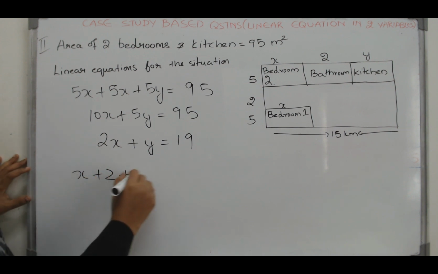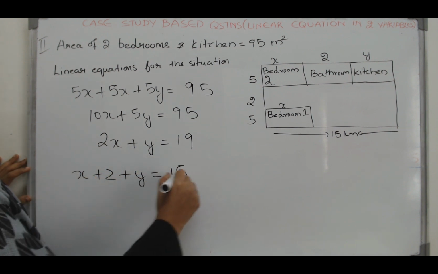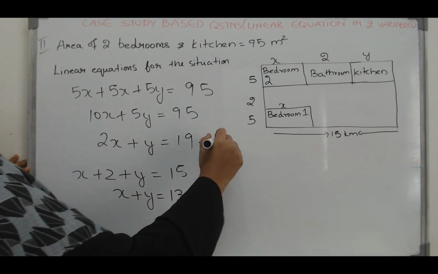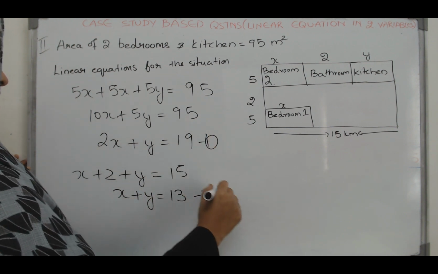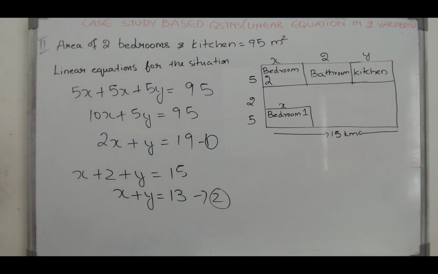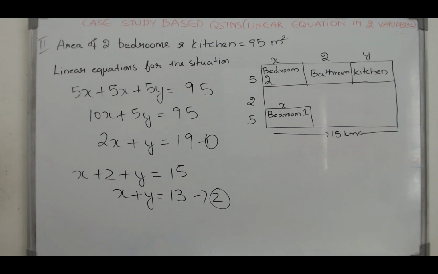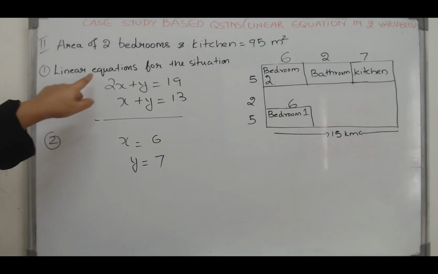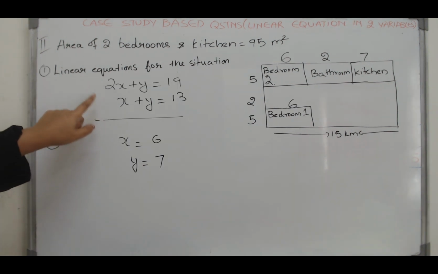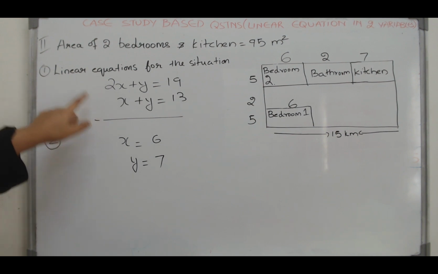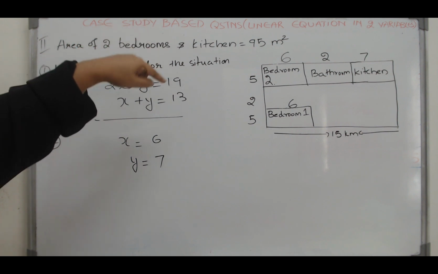x plus 2 plus y is 15. That means x plus y is 13. There. You have the first equation. Here you have the second equation. Solving for these two, you can get what x and y are. Shall we do that? Now, this is the answer for our first question. This is a pair of linear equations which will describe this situation.